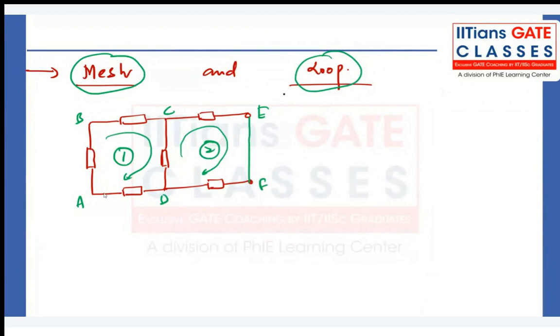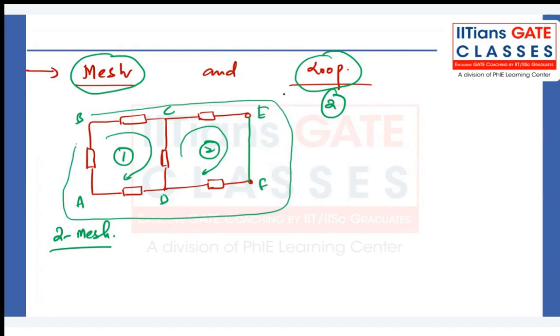So here two meshes are there, right? Two meshes. But if I ask how many loops are there, if they are the meshes, you can say there are two loops. Because there are two meshes, right? But you can also go around the outer path, right?